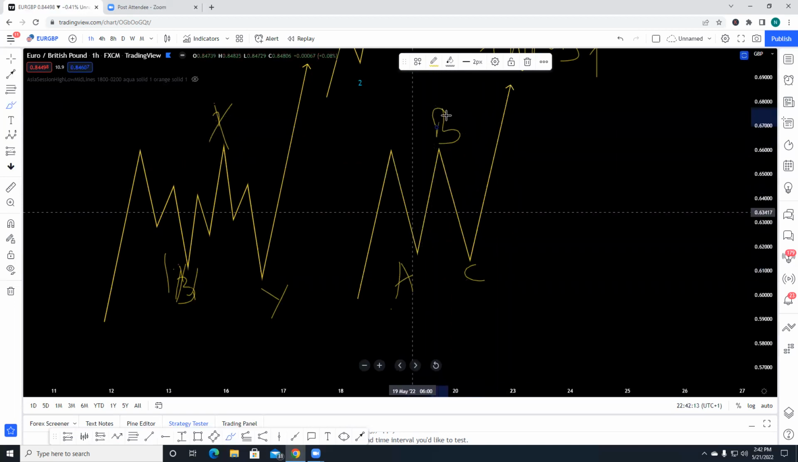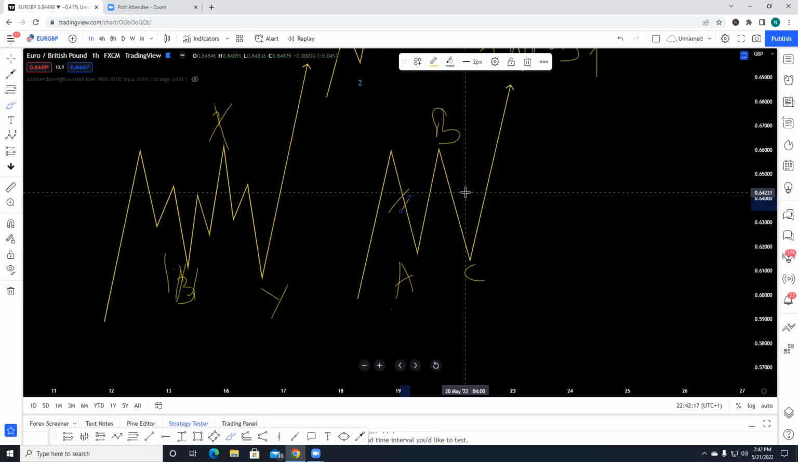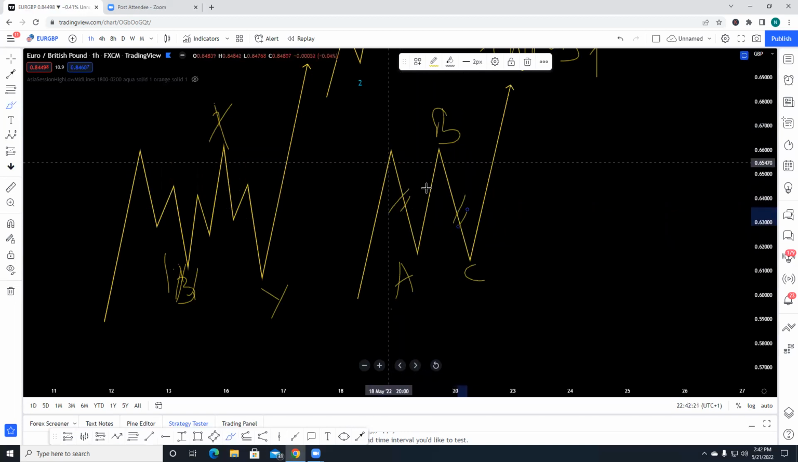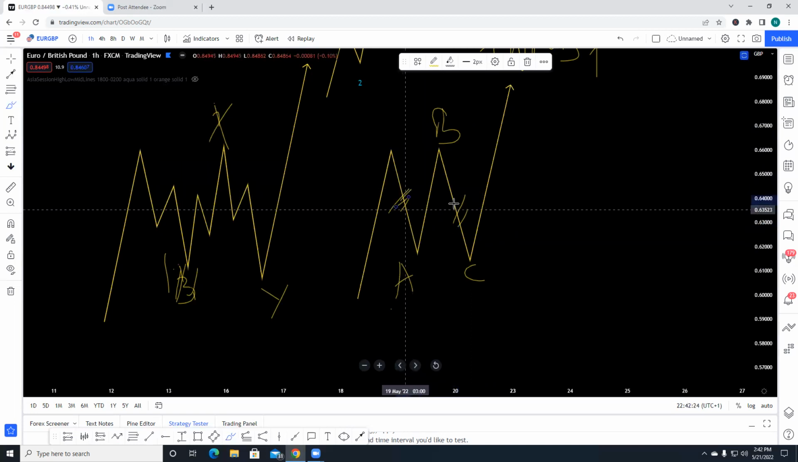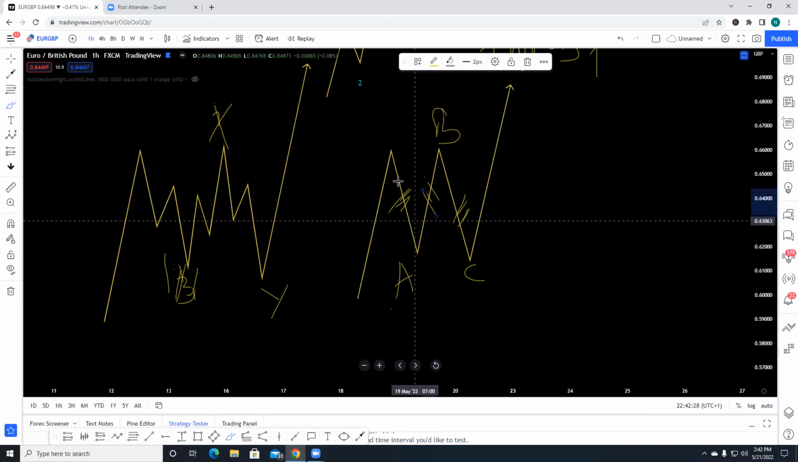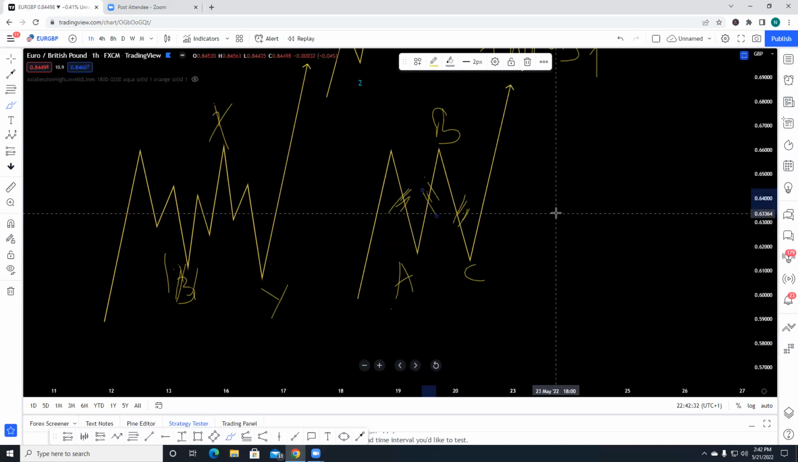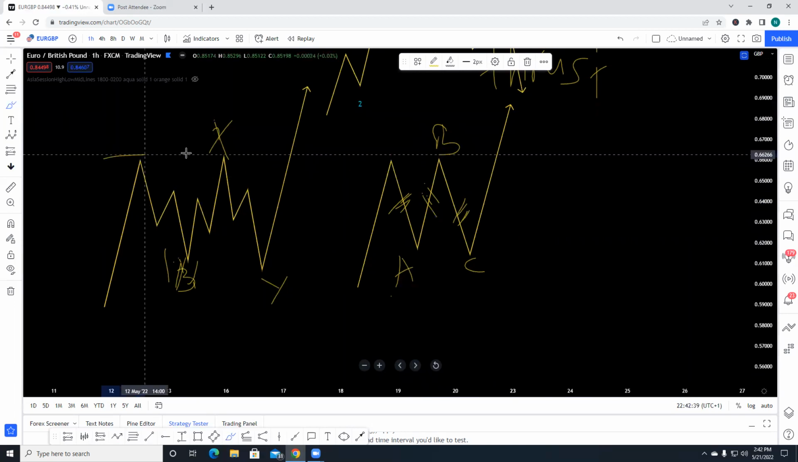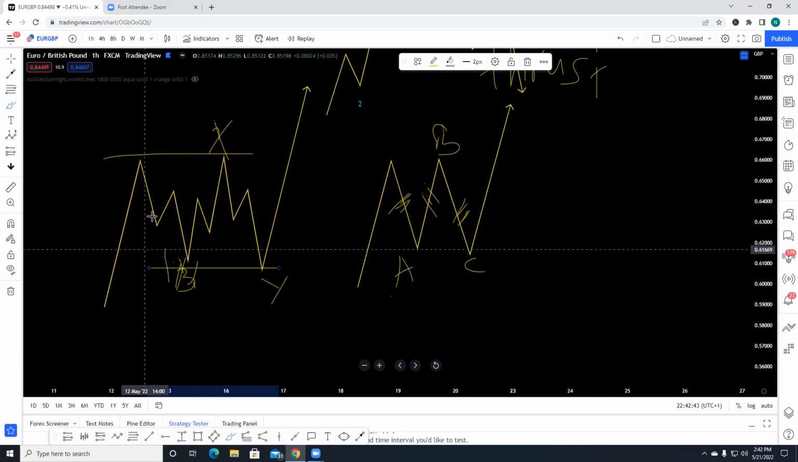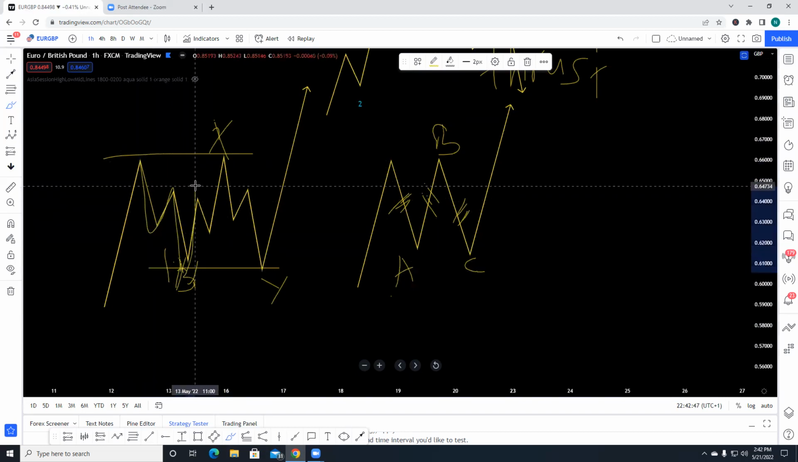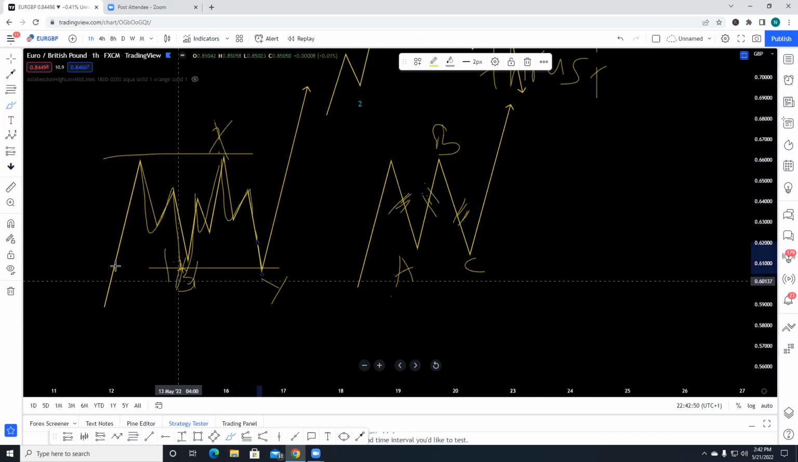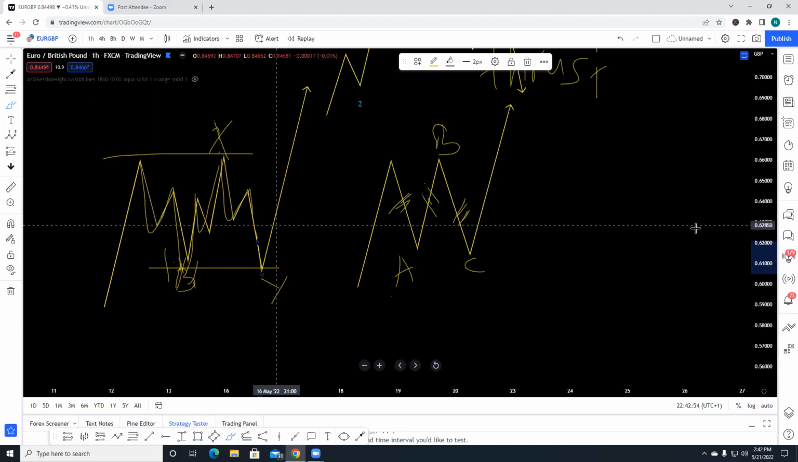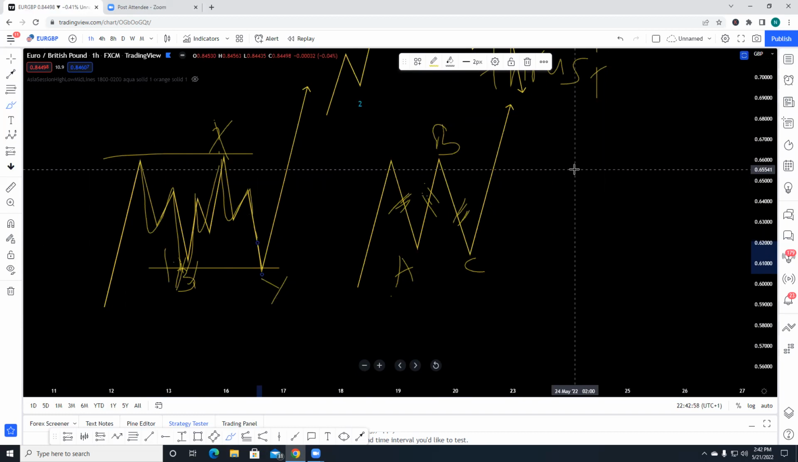So in that case, this is a correction, this is a correction, and C will be taken as if it's an impulse. C is an impulse, and this one is a correction. You are going to see the details later. But what I'm telling you is that this is a corrective structure that is combining three zigzags together. This is zigzag number one, this is zigzag number two, and this is zigzag number three. So this is three zigzags combined together, and it is what is called a double three. Double three combination corrective structure.